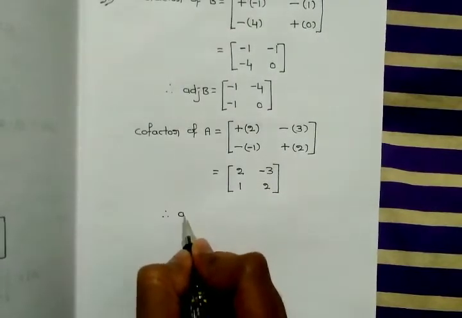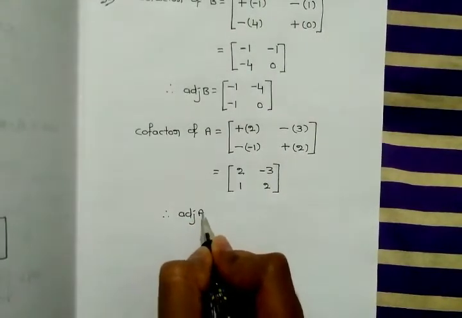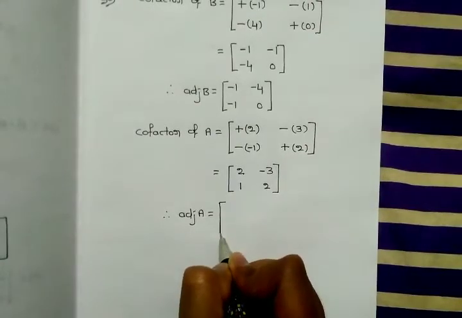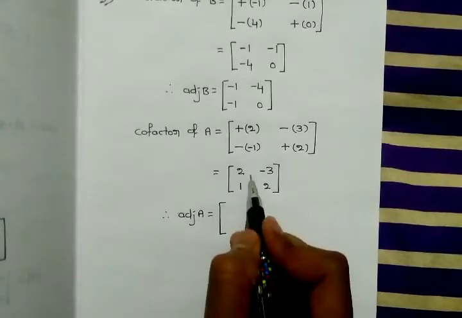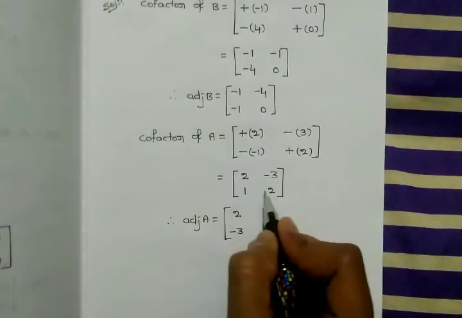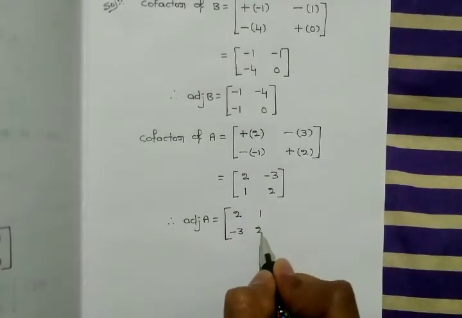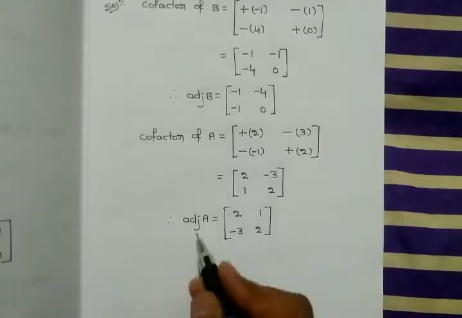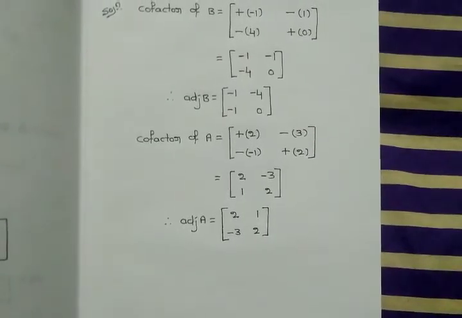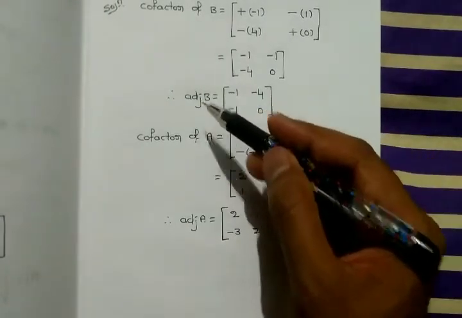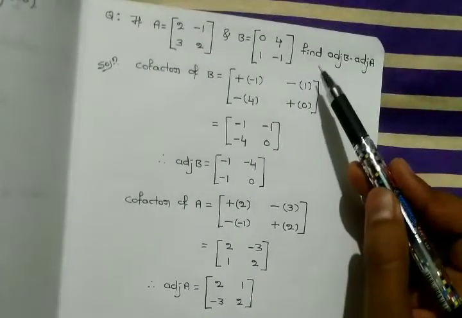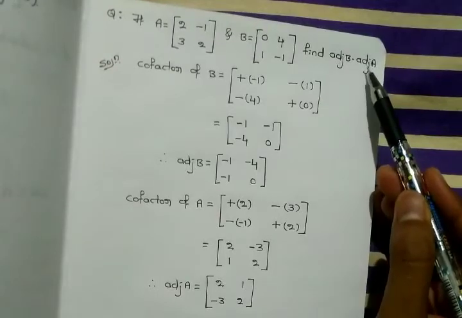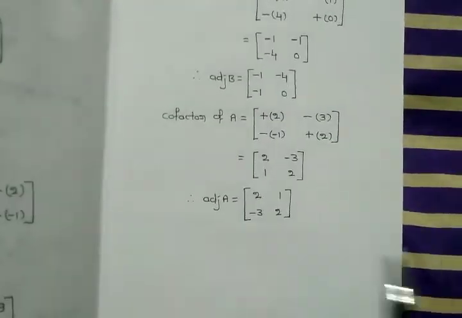Therefore, adjoint of A is equal to... Now we take the transpose of the cofactor of A. First row, second row, I am going to write it as a second column. You got adjoint of A. So after finding adjoint of B and adjoint of A, the next step is to find adjoint of B into adjoint of A.